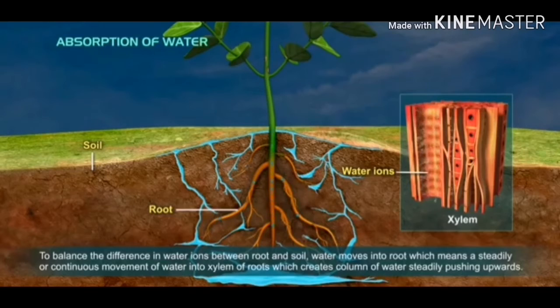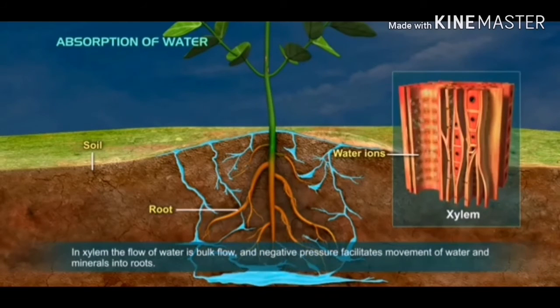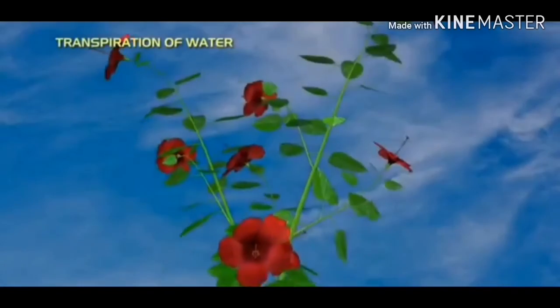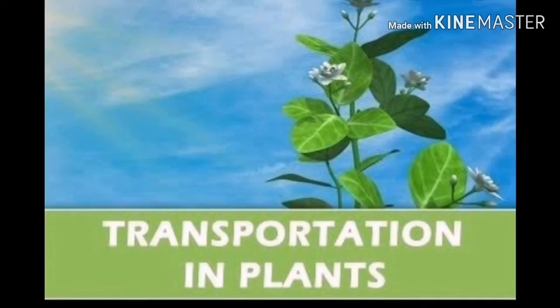water moves into the root, which means a steady, continuous movement of water to the xylem of roots, which creates a column steadily pushing upwards. In xylem, the flow of water is bulk flow, and negative pressure facilitates movement of water and minerals into roots.